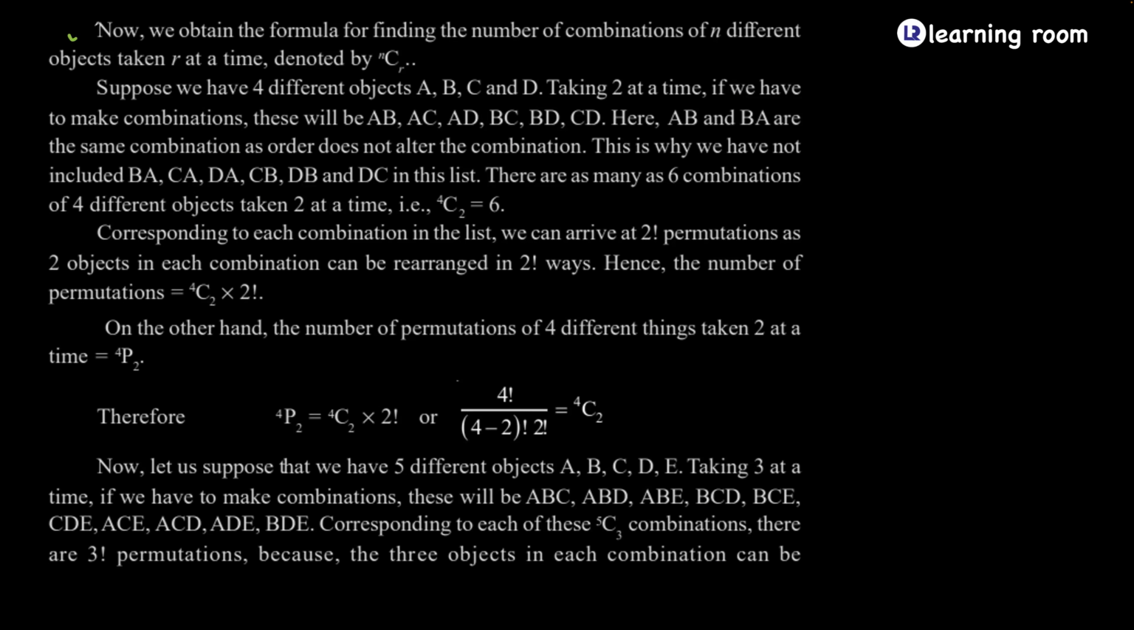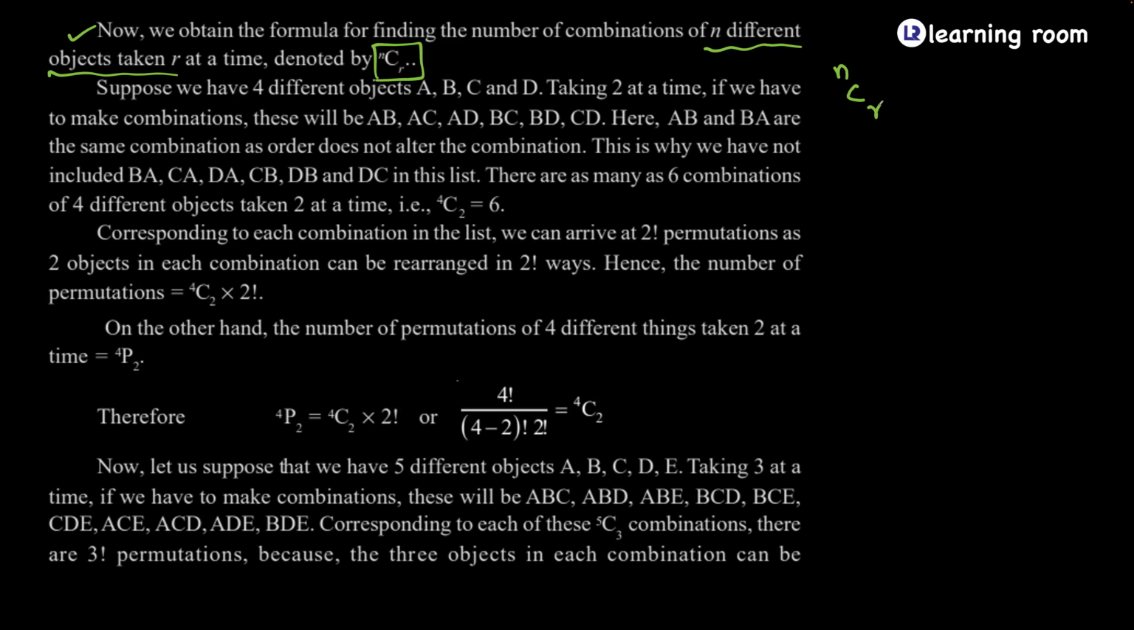Okay. Now, what we are going to obtain is a formula for finding the number of combinations. Combinations means selections. So for number of combinations, N different objects taken R at a time is given by the expression NCR. So to put it simple, if you need to arrange, you go with permutation NPR. If you need to select, you go with combination, that is NCR.